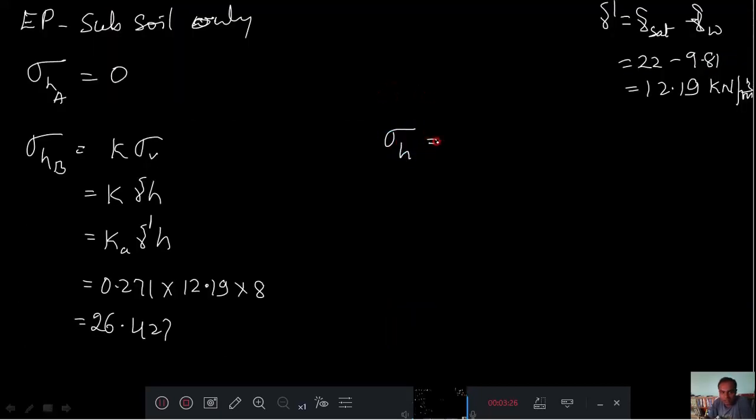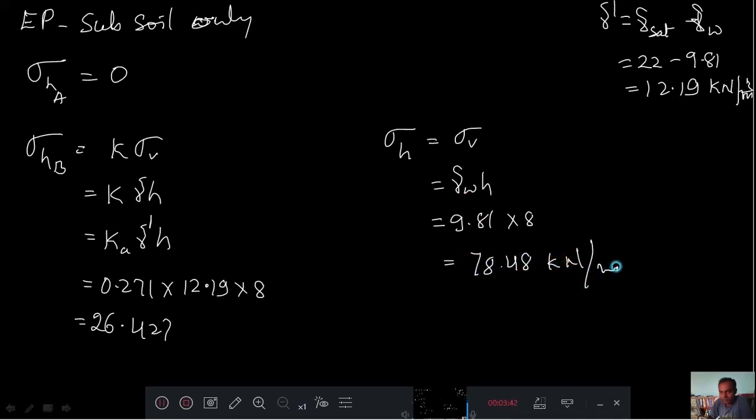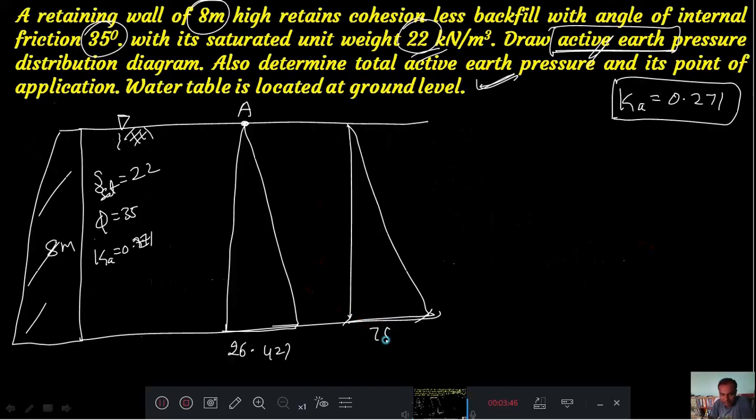sigma H is equal to sigma V, there won't be any K, gamma W into H, that is 9.81 into 8. The answer is 78.48 kilonewton per meter square. I'll write here 78.48. Then this is your P1 and this is your P2.